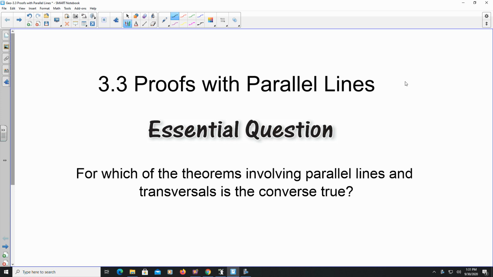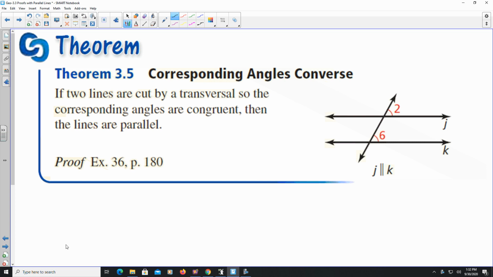In this lesson, we're looking at section 3.3, where we're going to look at proofs with parallel lines. So it asks here which of the formulas involving parallel lines and transversals is the converse true. One of the first theorems that we're going to take a look at is the corresponding angles converse.